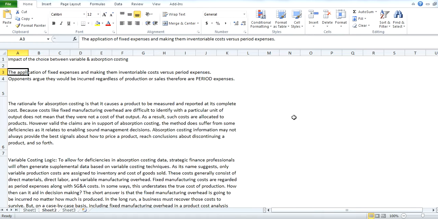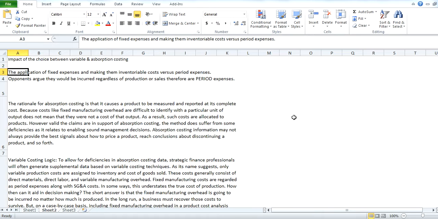The rationale for absorption costing is that it causes a product to be measured and reported at its complete cost. So that full cost. Because costs like fixed manufacturing overhead are difficult to identify with a particular unit of output, it does not mean that they were not a cost of that output. As a result, such costs are allocated to products.